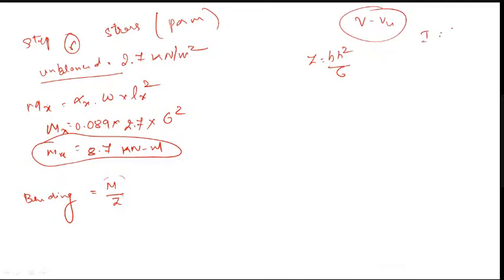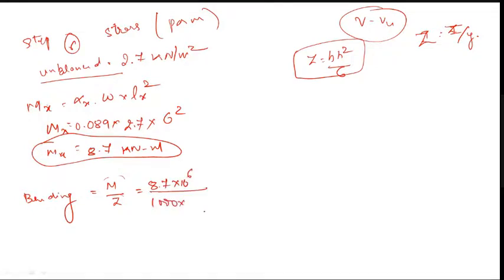Either you can go for Z equals I upon y, but I prefer to go for Z equals bh square upon 6. It will be simple. For the moment value, how much have I got? 8.7 into 10 power 6. For b, 1000 going for per meter, it is a slab, and h is nothing but the depth of the slab, divided by Z. Therefore the stress that you get is 3.625 Newton per mm square.